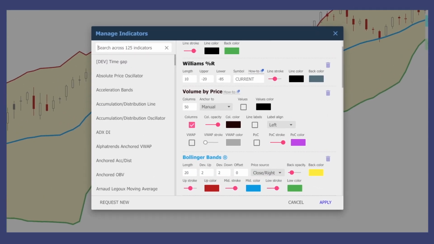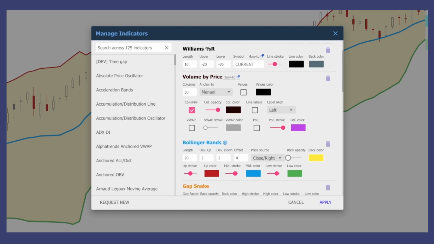So you can make this as dark as you want, as light as you want using the back opacity. And then the upstroke, the midstroke and the low stroke are simply the upper band, which is the upstroke. The midstroke is just the moving average that you're using. In this case, you can see that we're increasing or decreasing that by moving this around. And then the low stroke is just the lower Bollinger Band.